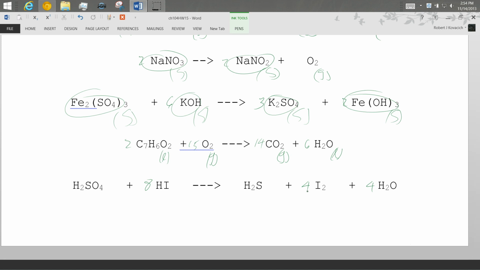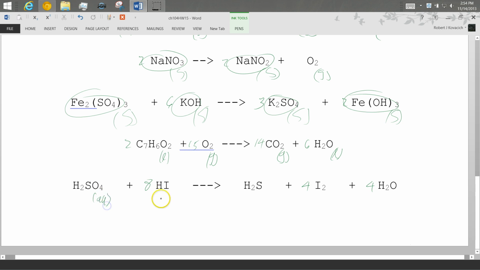States. So the first one's an acid, right? So what do you think? Liquid? No, not a possibility. It's either a gas or it's aqueous. It's almost always going to be aqueous if it's an acid, almost always. So we'll go ahead and write aqueous. And then aqueous.